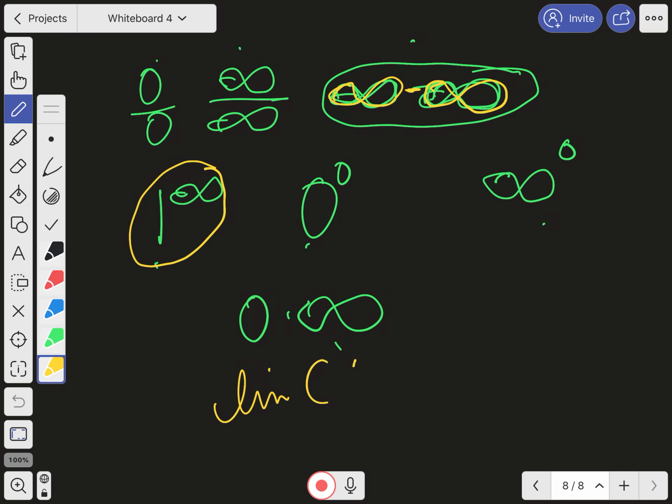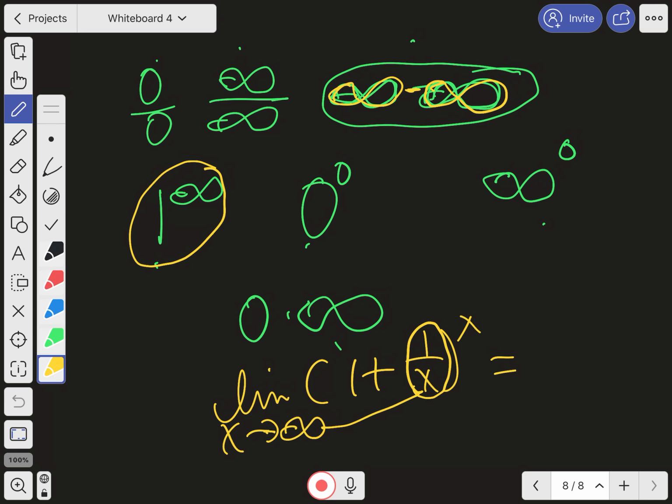1 to the infinity is very interesting. If we look at this limit, for instance, it is a classic case of it: 1 plus 1 over x to the x power as x approaches infinity. If we reason it out in our head, as x gets closer to infinity, 1 over x gets smaller and smaller, and so the number inside gets closer and closer to 1 to the x power, which is infinity.